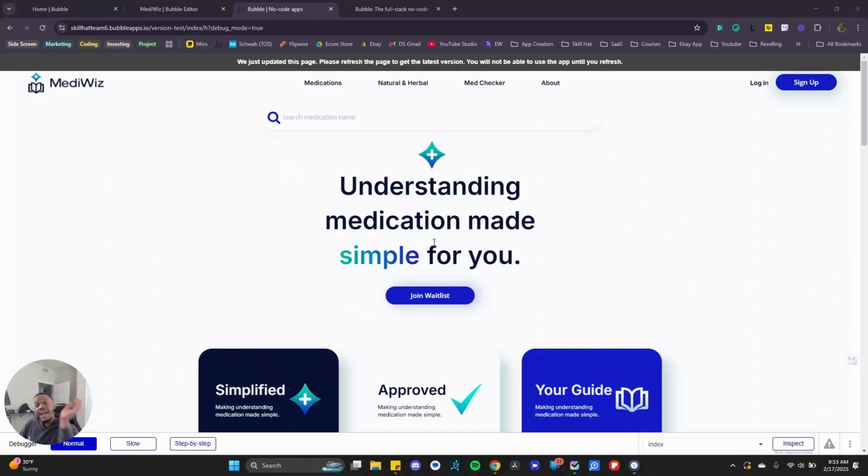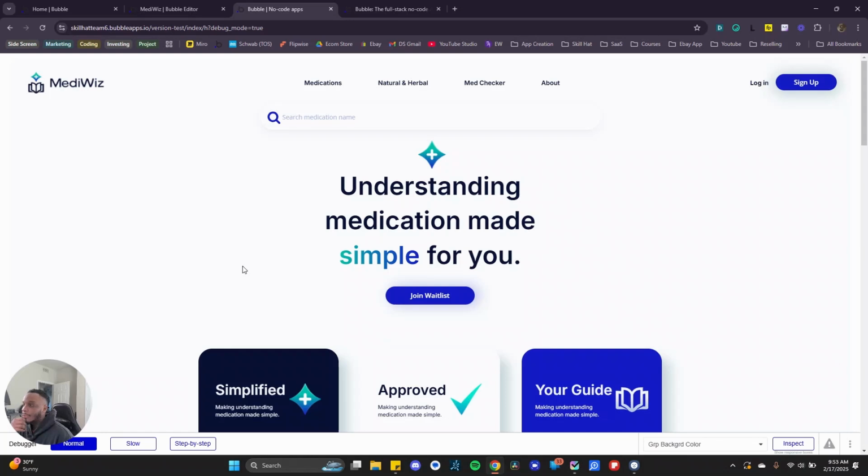Okay, so what I'm about to show you is an app that I built with a cohort. I was in a career accelerating program, and MediWiz was a medical simplifying app. Pretty much what it did was a lot of people put in their medication, and it gave them layman terms. So instead of you seeing a whole bunch of doctoral degrees on your bottles, not understanding what you've taken or even how things interact, we decided to build this.